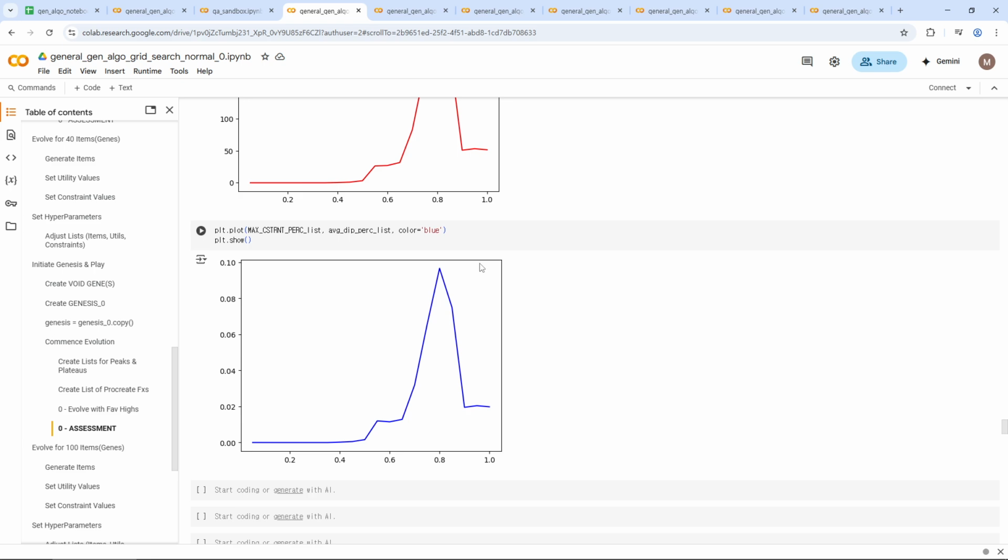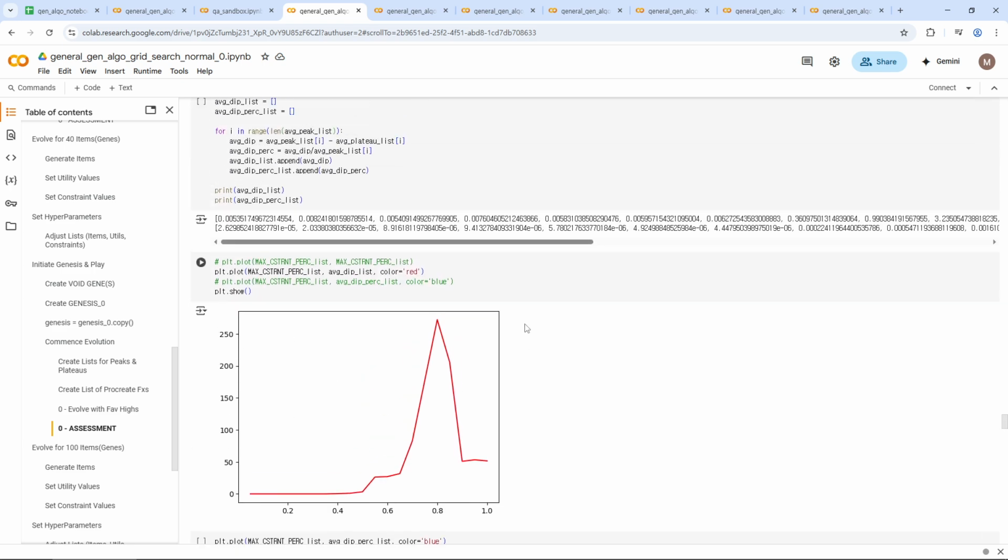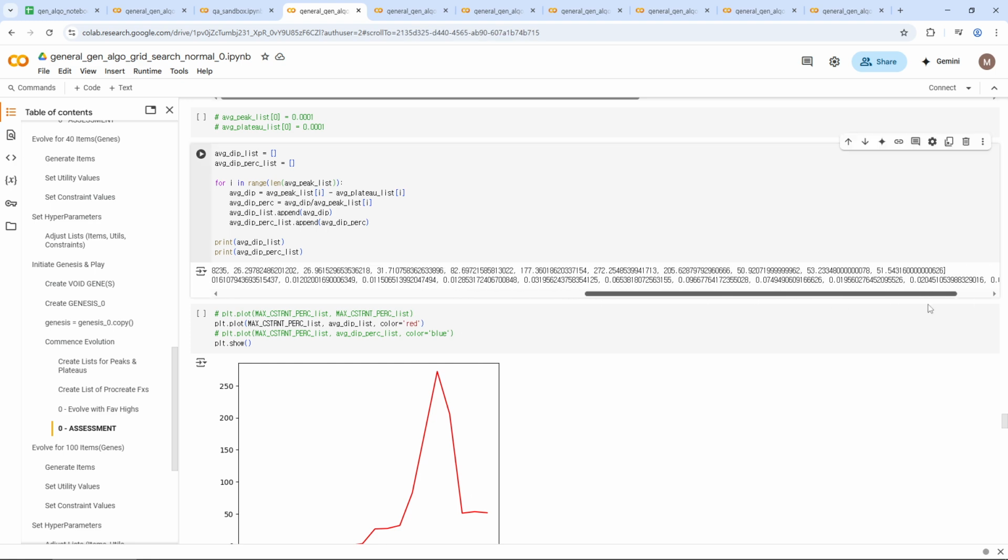However, now that we have more items or more space, and therefore a higher maximum constraint, things change. So the dip size or dip size percentage is the highest at around 0.8 or 80%, and then it starts coming down, and then it is as low as, what does it say here? Yeah, 1.9%.